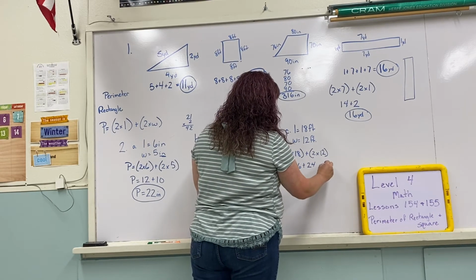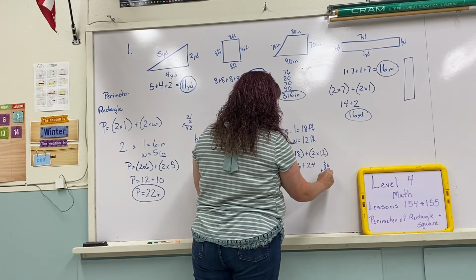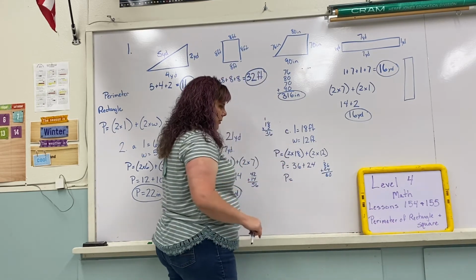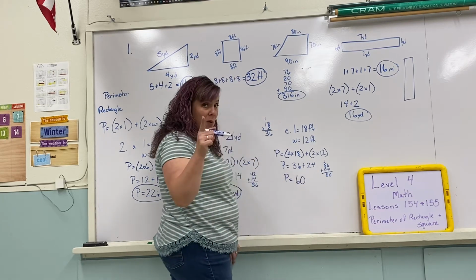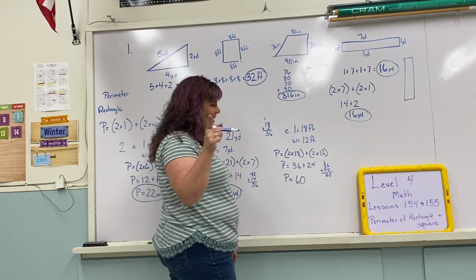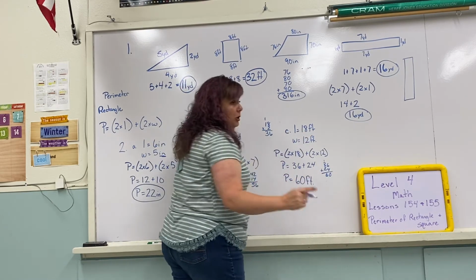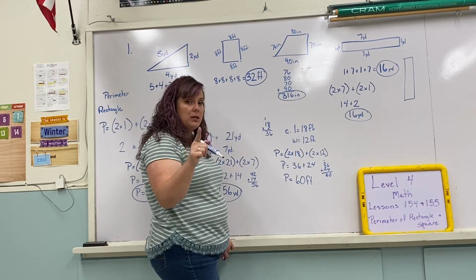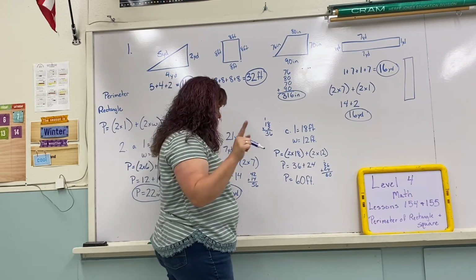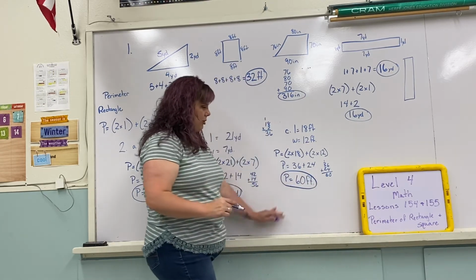P equals, if you need to write them vertically, that's not a problem. You just do a quick little problem over there, and we find out that P equals 60. 60 what? Don't forget that label at the end, 60 feet. You will get it wrong if you don't put the feet at the end. You have to tell me what you're measuring, 60 feet, okay? Or yards, or inches, or meters, okay? And circle your answer, 60 feet.